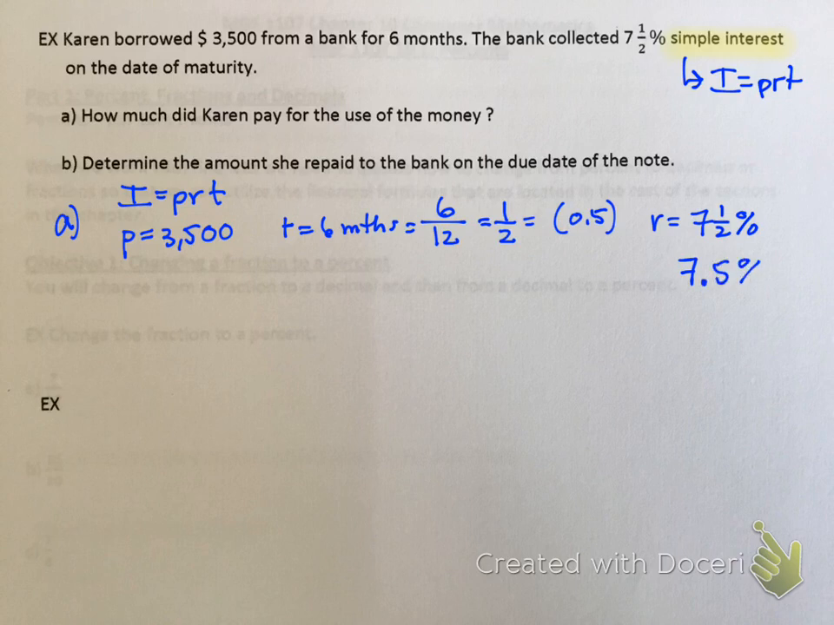So this is actually 7.5%, but we have to change this to a decimal, okay? Remember, I'm starting in percent. To go to decimal, I take it 2 places to the left. So I get 0.075 is the value for rate, okay?